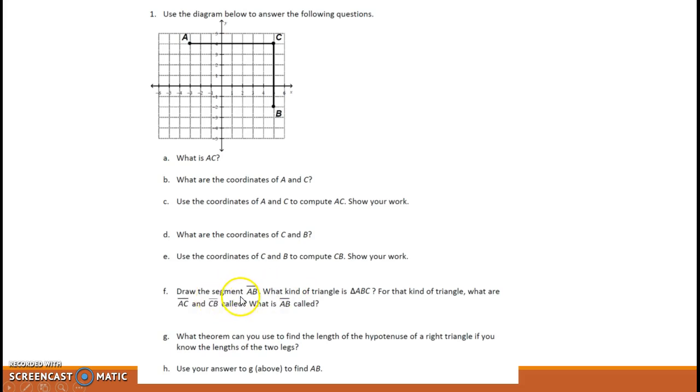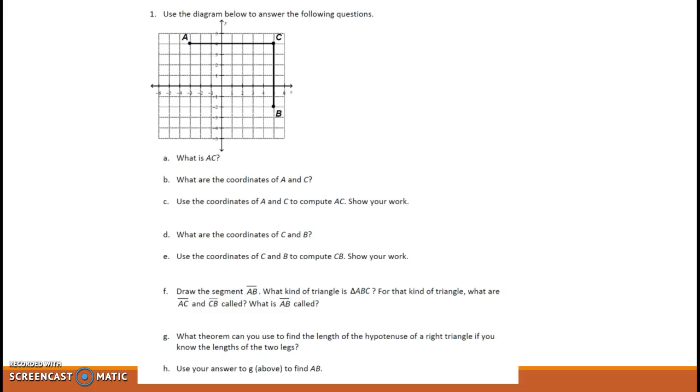Now for F, when we draw a segment AB, so you can go ahead and do that on your paper, we notice that we are forming a right triangle. And we know that's a right triangle because AC is perpendicular to CB. In that triangle, AC and CB are called the legs, and AB is called the hypotenuse. And of course we know from the previous part of this lesson that because it's a right triangle, the Pythagorean theorem would apply. So that's what we can use to find the length of AB.